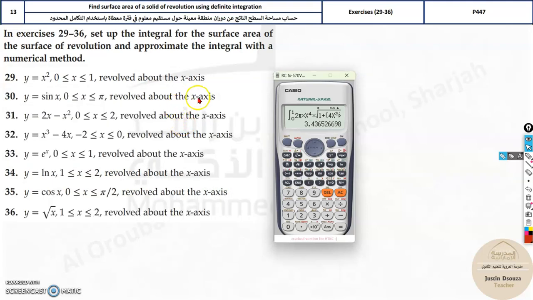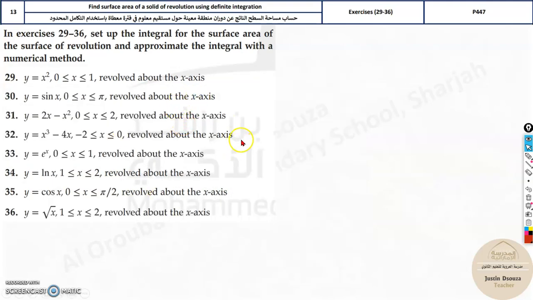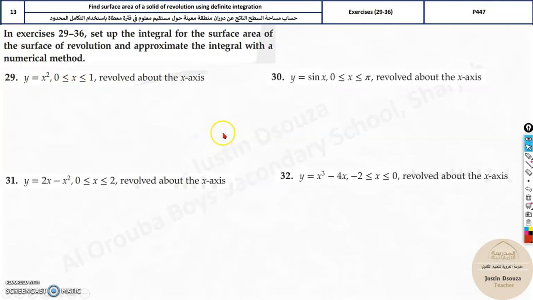Now, please try all these by yourself and then check the answers. Here, all these problems are the same way. It's only with the x-axis revolution and the limits are always given. And over here you have the function. If it is sine, remember you need to derive sine. It will be cos x. And please change to radian mode and solve.